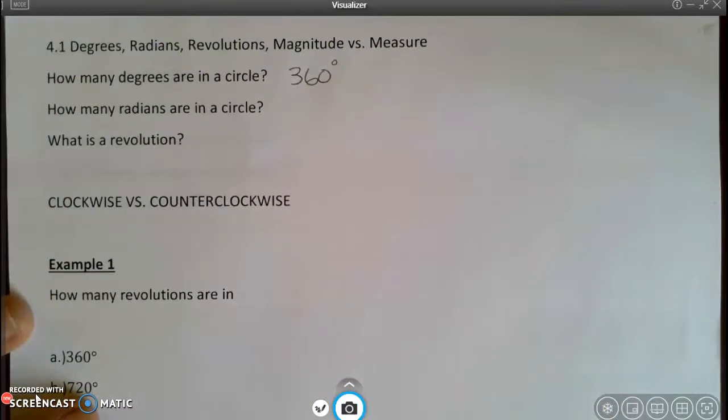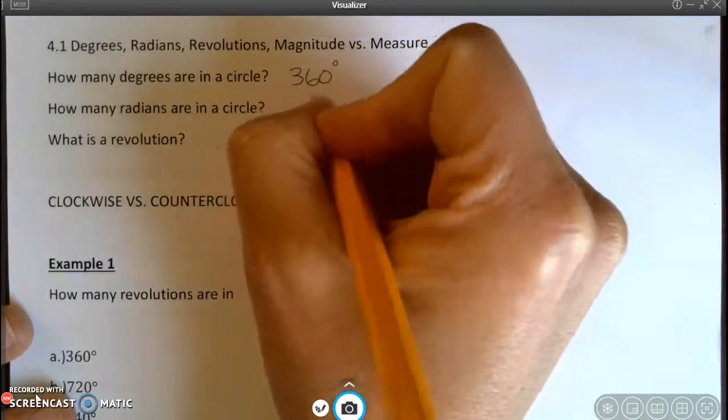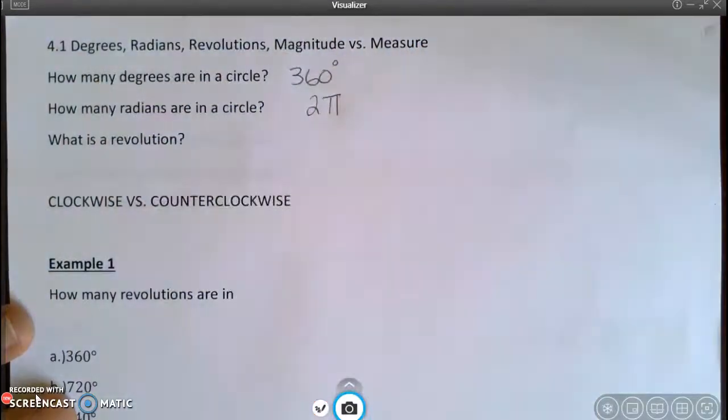Another unit of measure that we can use for a circle are radians. It's kind of like how we can measure objects in inches or centimeters. We can measure angles in a circle in degrees or in radians. How many radians are in a circle? We have 2 pi radians.